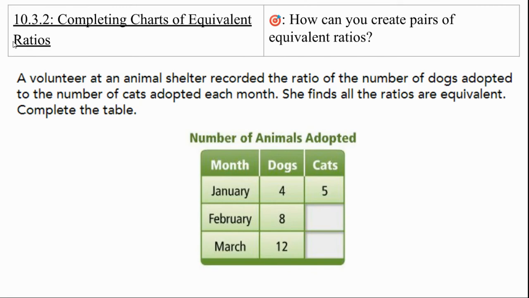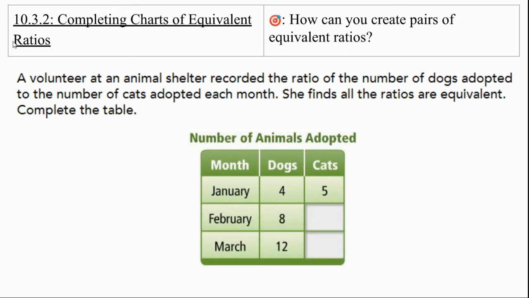So completing a chart, another way to call this is a table of equivalent ratios. A volunteer at an animal shelter recorded the ratio of the number of dogs adopted to the number of cats adopted each month. She finds all the ratios are equivalent. Complete the table. So the only information we have all together is the ratio of dogs to cats in January.